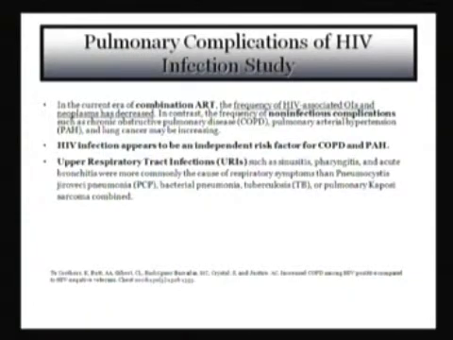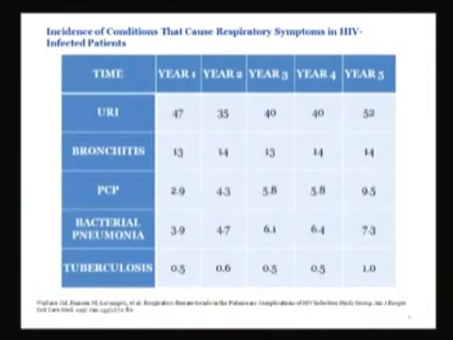Again, in keeping with this, the rest of the other complications. Upper respiratory tract infections are more common in HIV-infected individuals, irrespective of the CD4 count, than invasive bacterial or non-bacterial diseases. Here we're looking at the incidence of these conditions that cause respiratory symptoms in HIV-infected patients, following individuals over 5 years, irrespective of the CD4 cell count. Upper respiratory infections and bronchitis together account for more than the incidence of PCP, bacterial pneumonia, and tuberculosis combined.